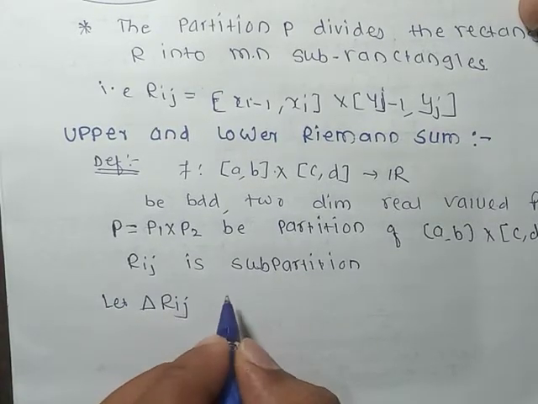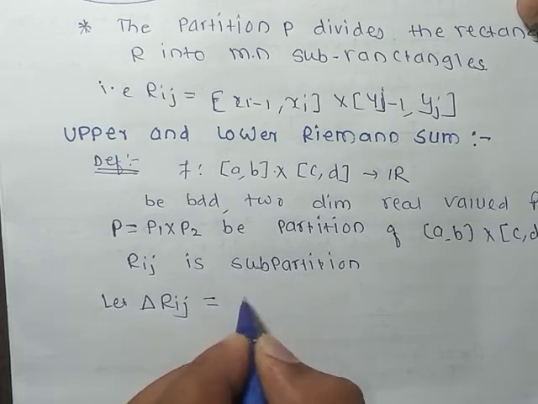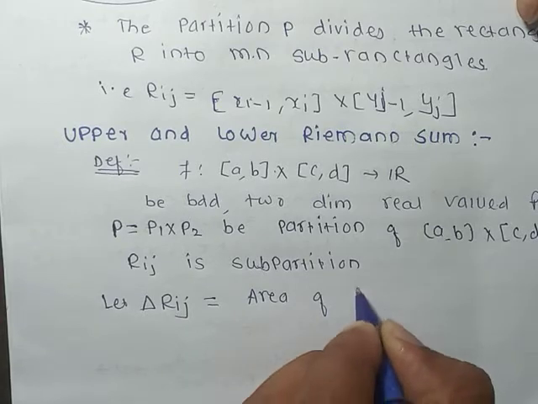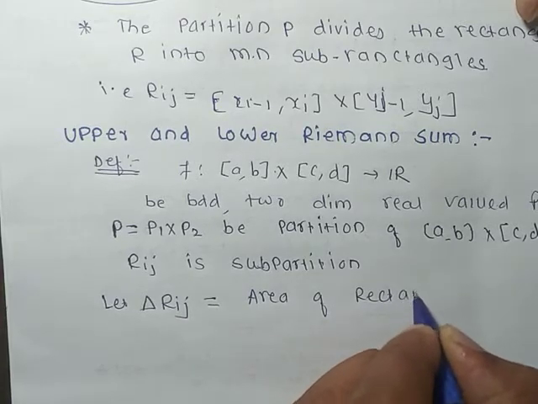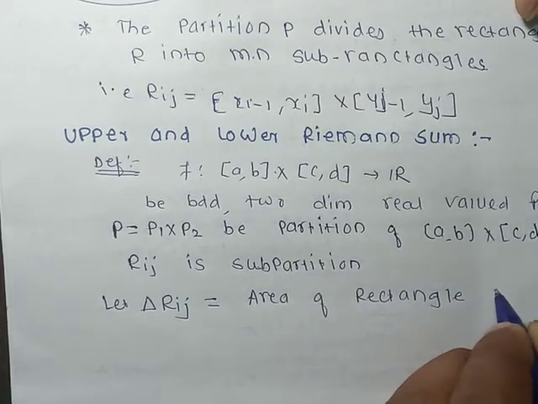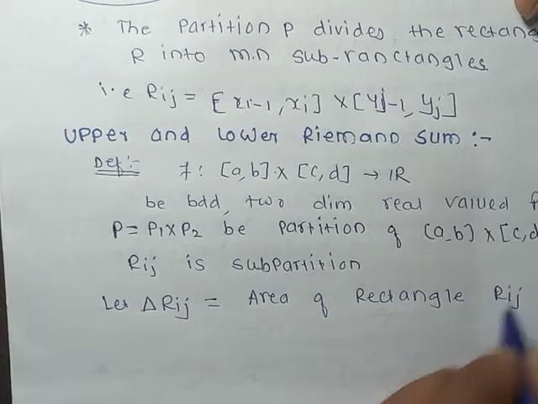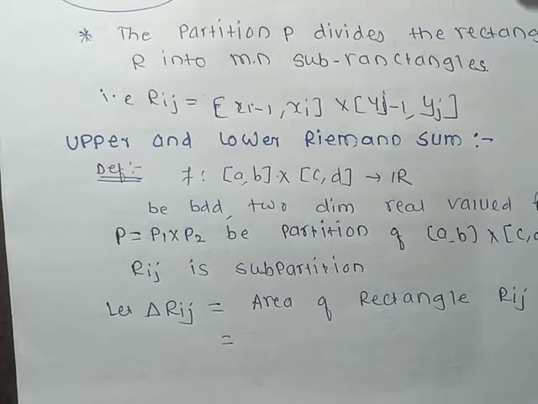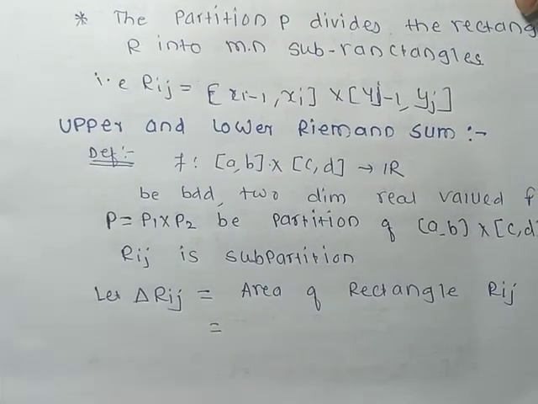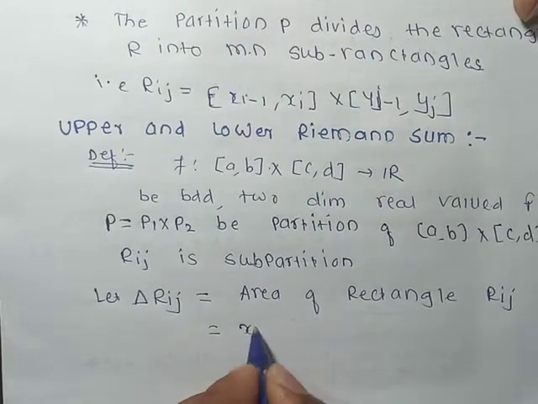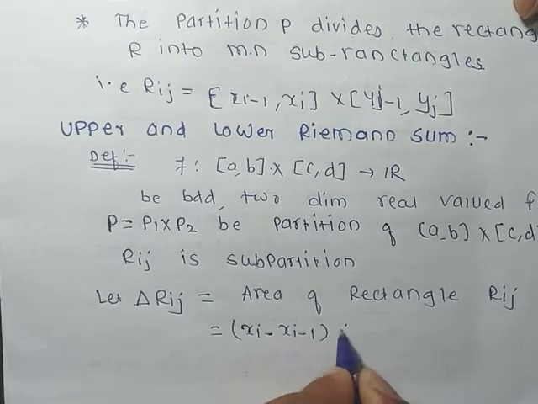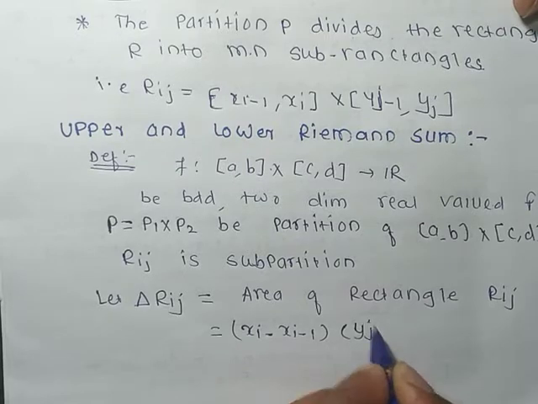Delta Rij is the area of the rectangle Rij. What is the area of a rectangle? Yes, length into height, which is equal to xi minus xi minus 1 into yj minus yj minus 1.